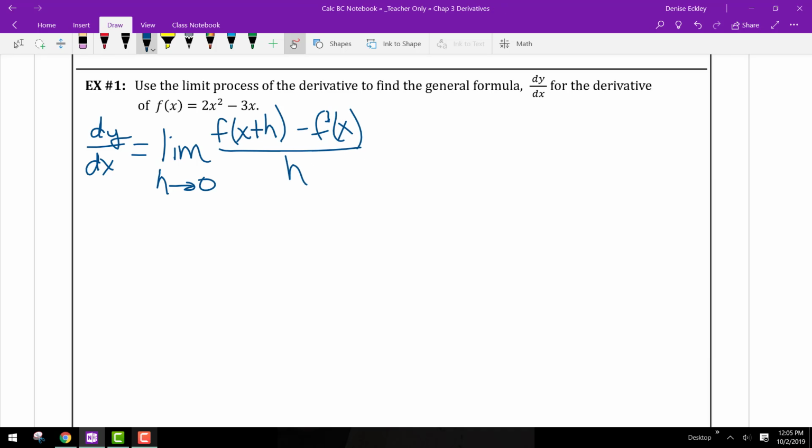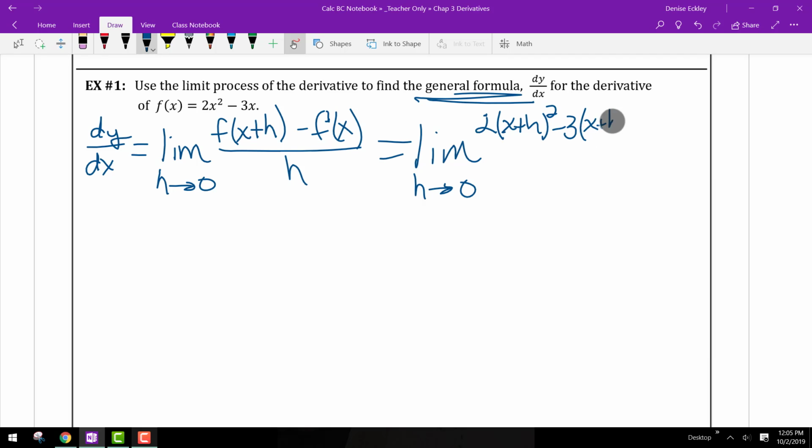Because we weren't given a specific point, we're going to just find a general formula, as it says in the directions. So substituting in, I'm going to take the limit as h approaches 0, and I'm going to substitute x plus h in my function, and I'm going to have 2 times x plus h squared minus 3 times x plus h. That's the first part of the difference quotient, minus the function f of x, so that's 2x squared minus 3x, and this is all divided by h.